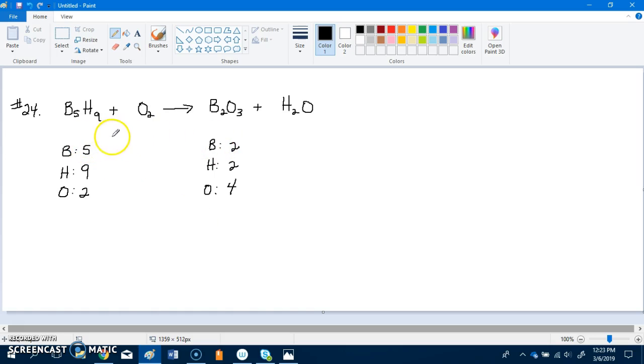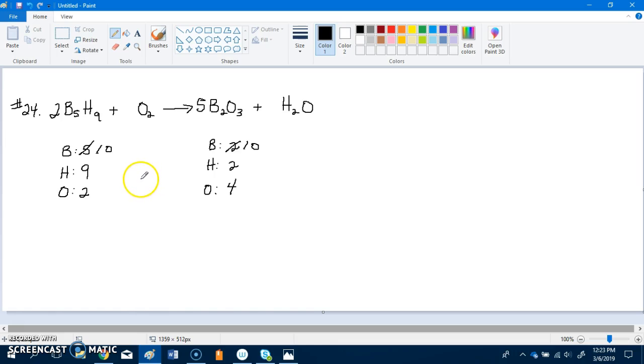I'm going to balance the nonmetals first. So if I have 5 borons on this side and 2 on this side, there really isn't a whole number that I can use to balance these. But what I can do is think of a common multiple of both 2 and 5, which is going to be 10. So that means I can put a 2 in front of this and a 5 in front of this, and then they are now balanced out to 10 on either side.